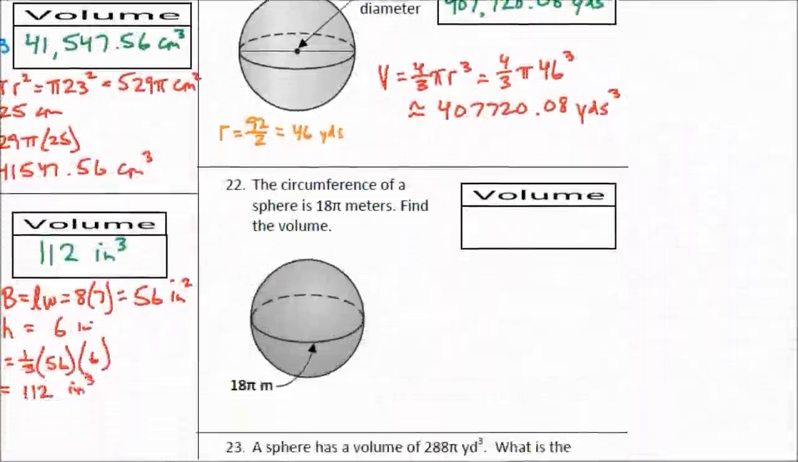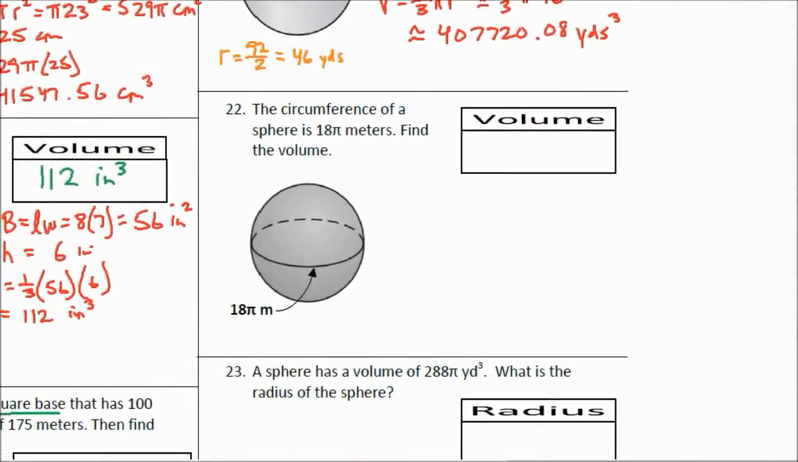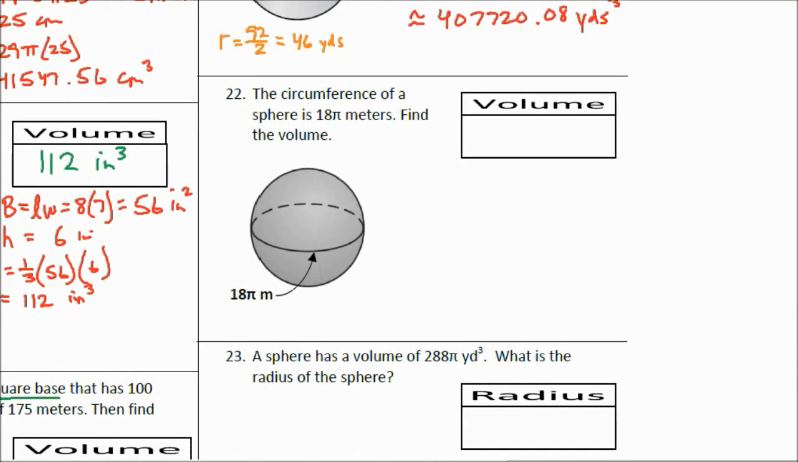We're up to question number 22 on our Unit 10 volume test review sheet. The circumference of a sphere is 18 pi meters. Find the volume. Now class, we are not being given the radius or the diameter. We're given the circumference. You've got to think about this. If this is the circumference, we're going to have to find the radius.